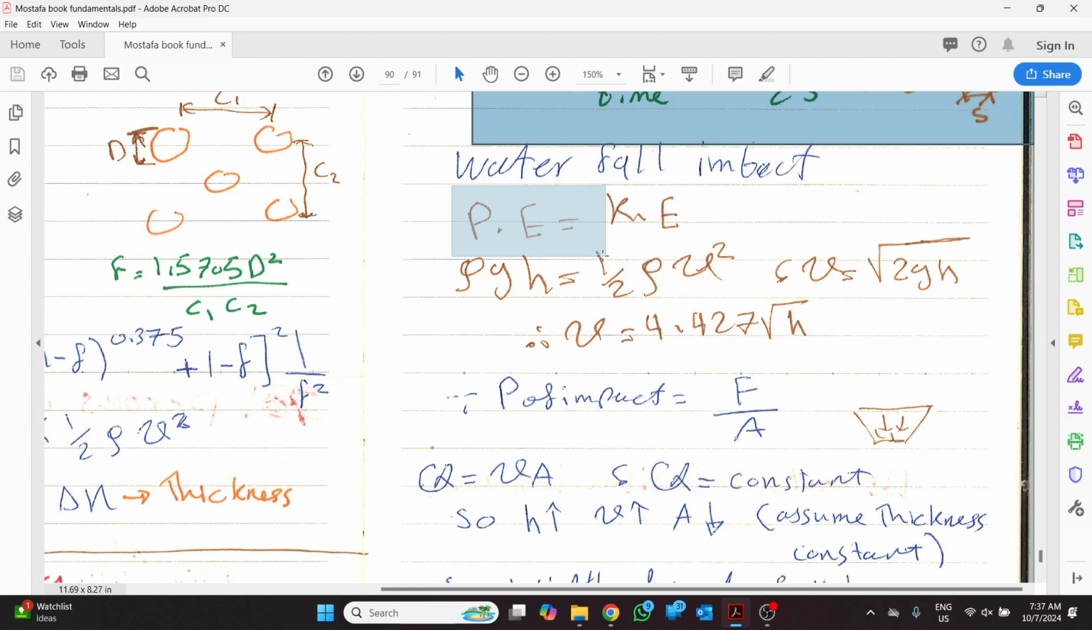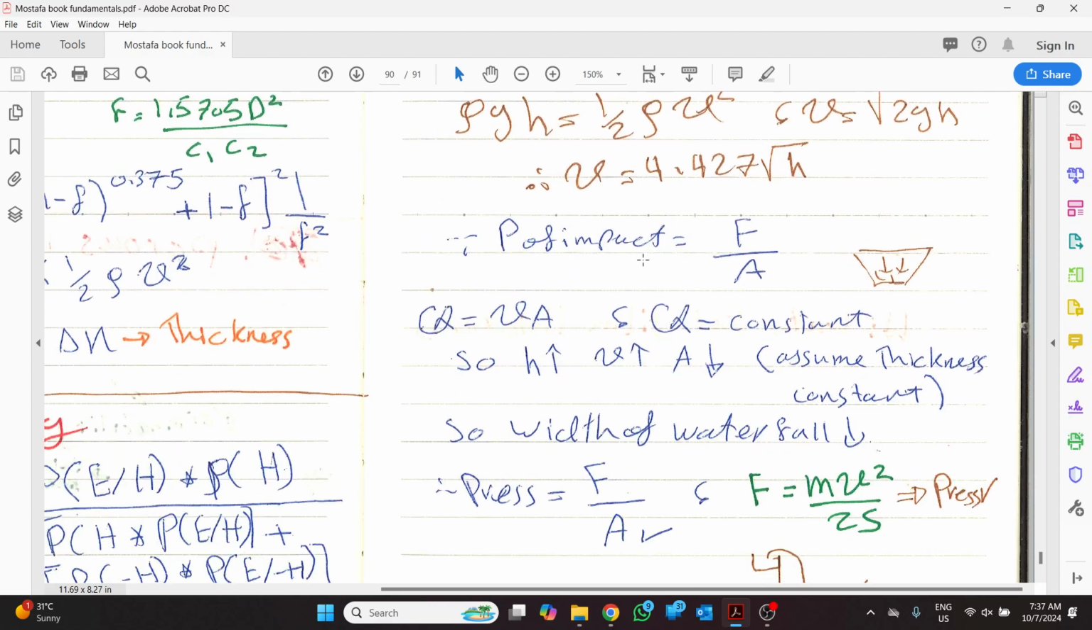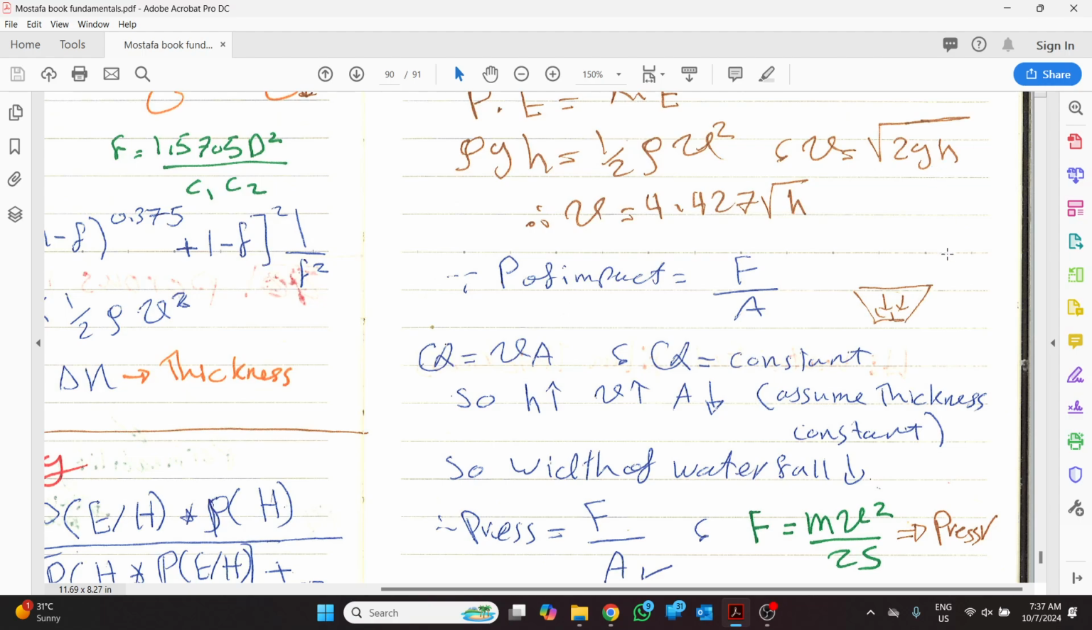It is based on kinetic energy equals potential energy. When water starts to fall down, ρgh equals half ρv². So v equals √(2gh), where h is the height of the waterfall, and the pressure at the impact is equal to the force over the area. Take care, the area is not constant. Why? Because the flow rate is constant, and the velocity increases with height as the water falls. So if Q is constant and the velocity gets higher while it falls more and more, the area will be less. That's why the waterfall starts to narrow like this.